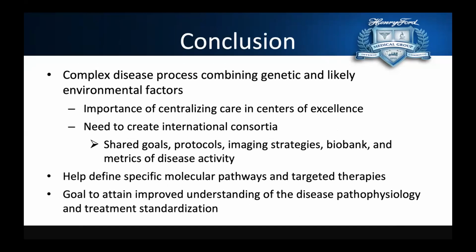And just to kind of wrap things up here, knowing all the nuances and the caveats of cardiac sarcoid that we've talked about, as you can imagine, it's a complex disease process. It's combining genetic and perhaps likely environmental factors. There is an importance of centralizing care in centers of excellence. There's a need to create international consortia, right? We want shared goals and protocols and imaging strategies.